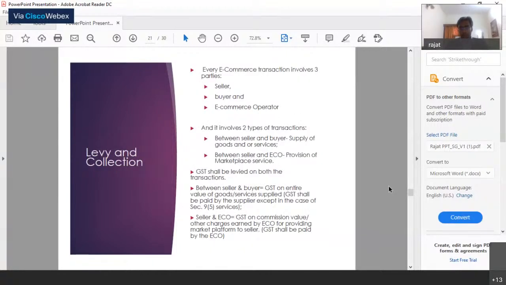Now, we have seen that in every e-commerce transaction, there are basically three parties: the seller or supplier, the customer, and the e-commerce operator. Apart from the three parties, there are two types of transactions. One is between the seller and the buyer, which is the supply of goods or services. The other is between the seller and the marketplace service provider, or e-commerce operator. GST shall be levied on both transactions. Between the seller and buyer, it will be levied on the goods or services. Between the seller and the e-commerce operator, it will be levied on the commission value or other charges earmarked by the operator for providing the market platform to the supplier.